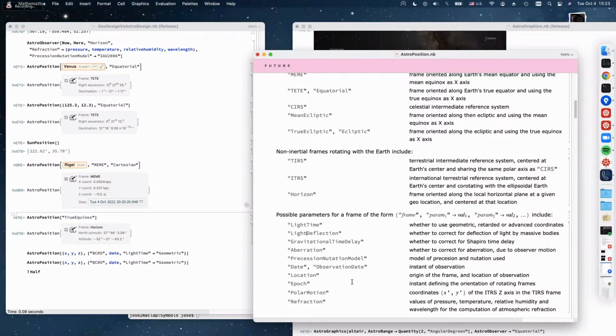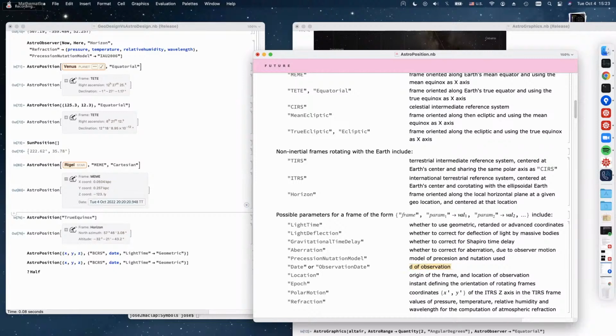What's date versus observation date? It's the same. These two are accepted as meaning the same thing. Well, then say "or". I see. Okay. I wouldn't say instant of observation. I would say date of observation. I mean, that's what it is.